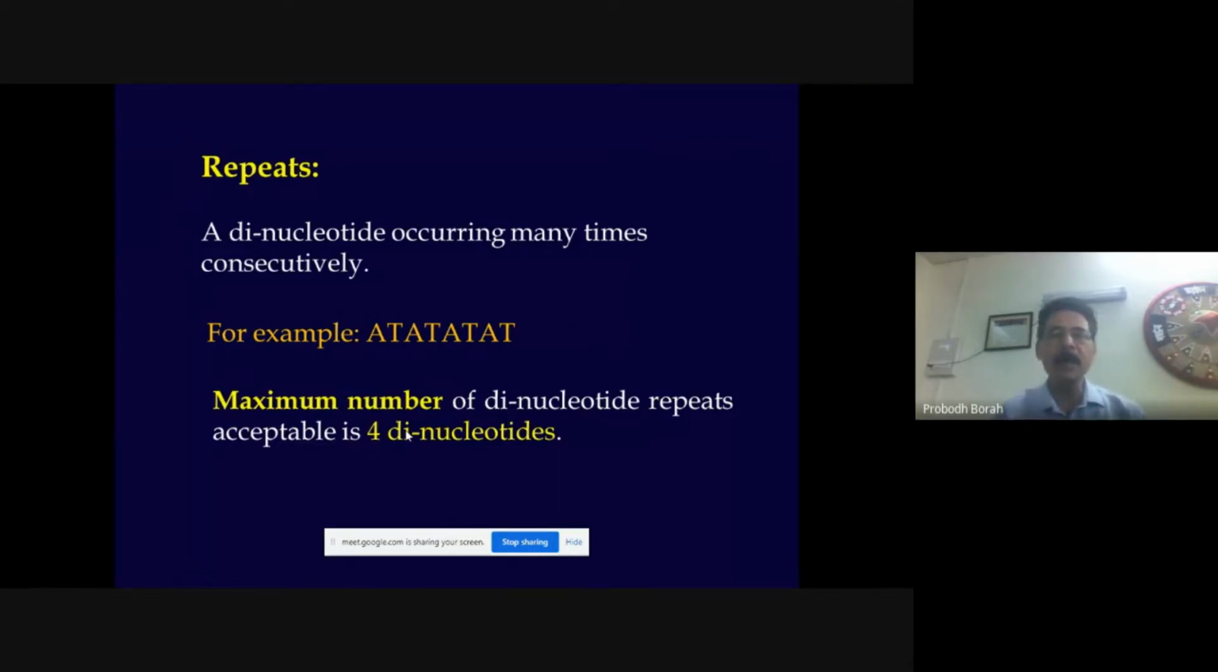These kind of dinucleotide repeats should be avoided. What is the reason? Because these dinucleotide repeats are necessarily found in genomic sequences of organisms, particularly in the non-coding regions, very frequently. And depending upon the number of such repeats or the length of such repeats, we can also identify the sequence. So these dinucleotide repeats are usually considered as genetic markers.